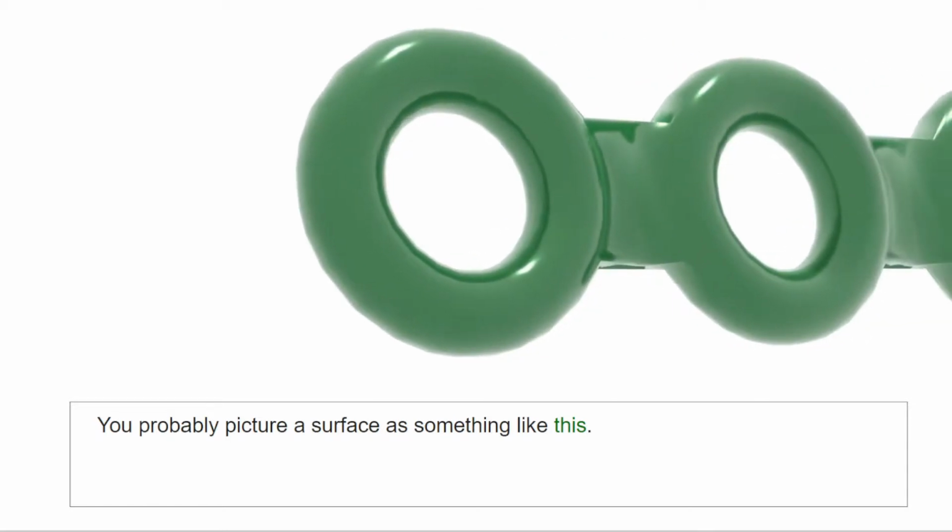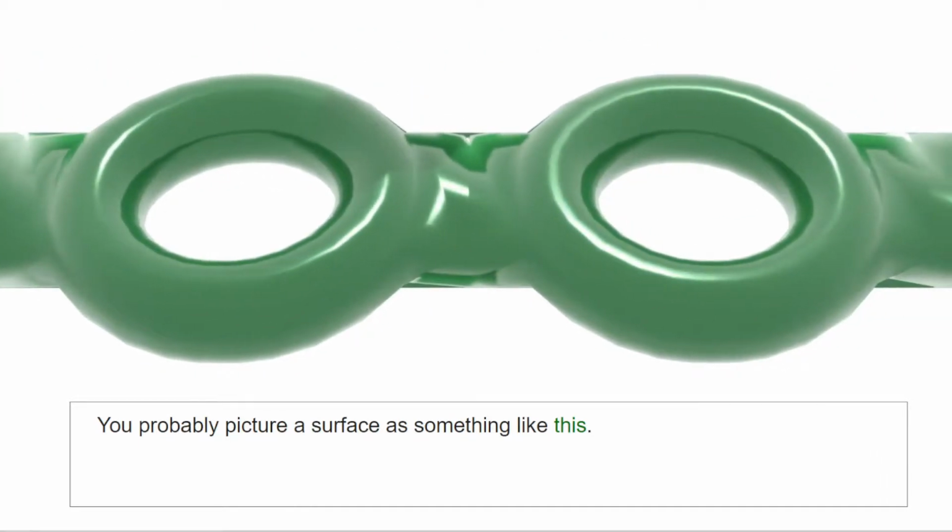In this video, we are going to be discussing surfaces. You probably picture a surface as something like this. Intuitively, it's a topological space that locally looks like the plane.